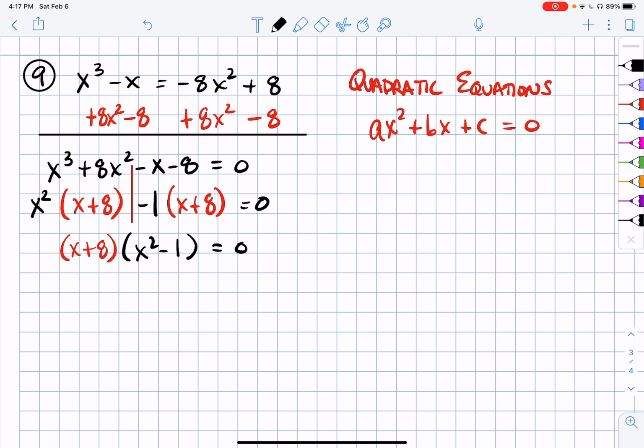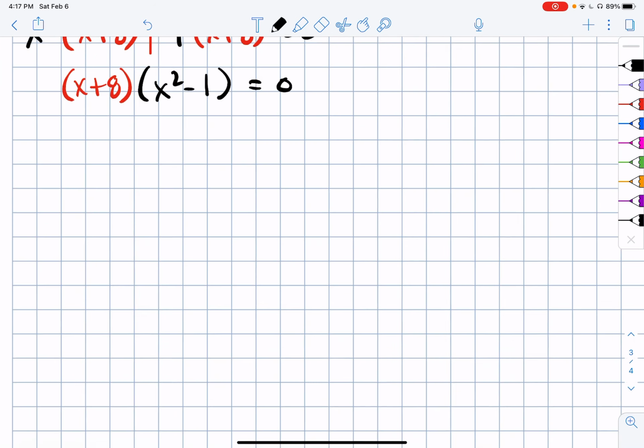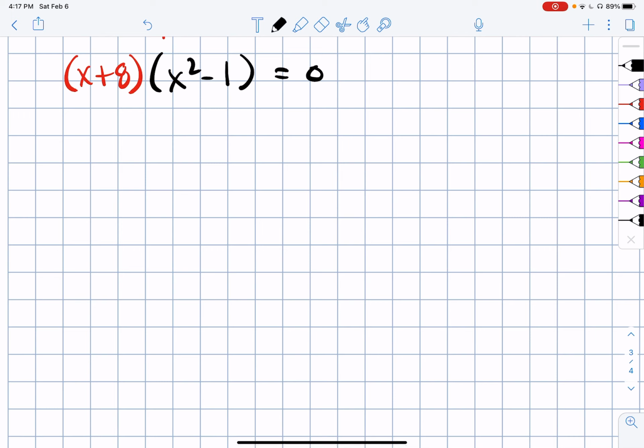Now, like I said to you previously, I believe it was the very first one, anytime I see a square term on the subtraction side, I have to be careful, especially with binomials. The question is, is it the difference of two squares? The answer is yes. Is x squared a perfect square? Yes, x times x. Is 1 a perfect square? Yes, 1 times 1. So I can factor this again.